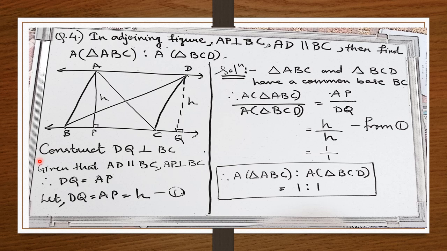So let's start. Construct DQ perpendicular to BC. Now I have constructed DQ to show the height of BDC separately. Okay, DQ perpendicular to BC.